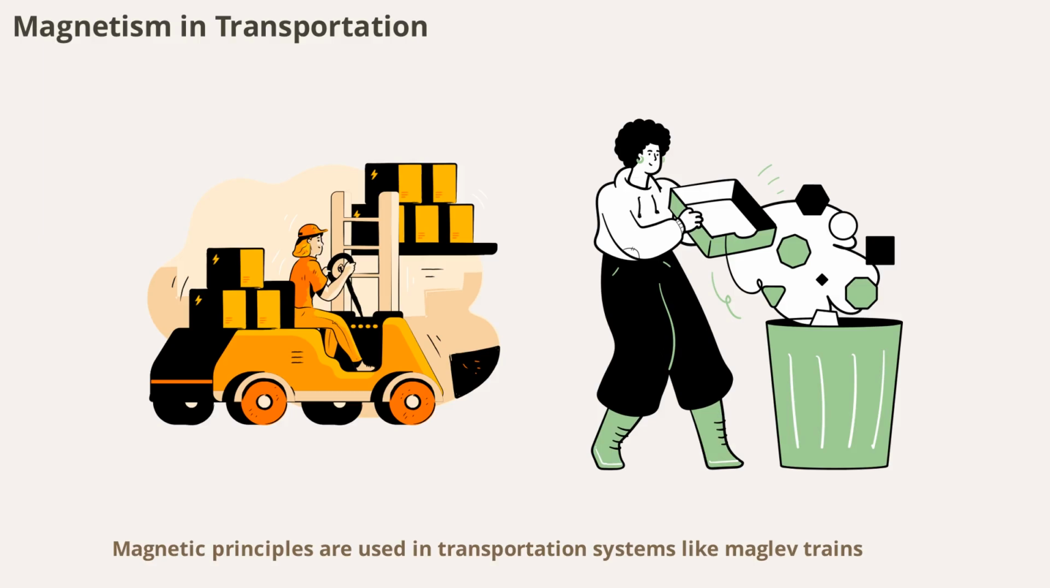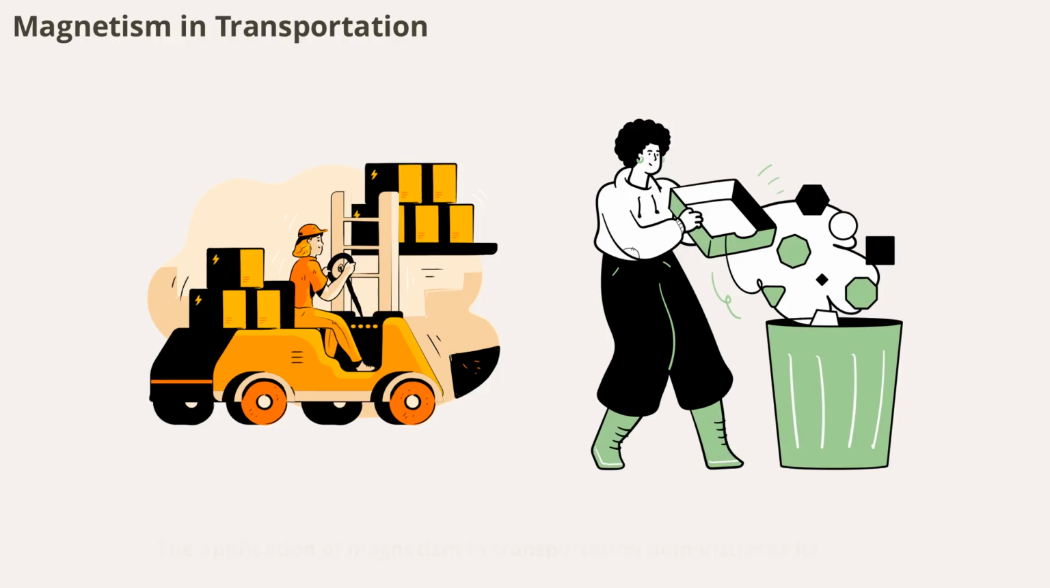Magnetic principles are used in transportation systems like maglev trains, which float above tracks using powerful electromagnets. This reduces friction, allowing for faster and smoother travel. Magnetic brakes and sensors also enhance safety and efficiency in vehicles. The application of magnetism in transportation demonstrates its potential to transform how we move people and goods.